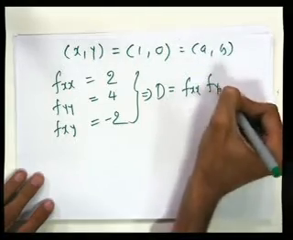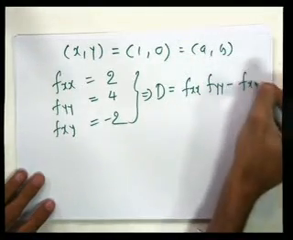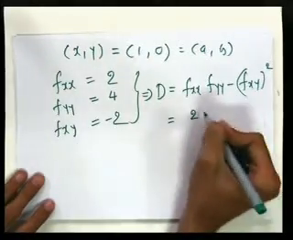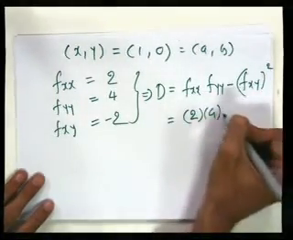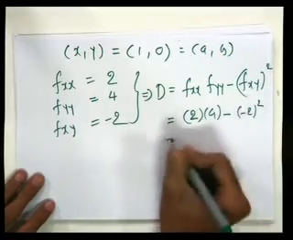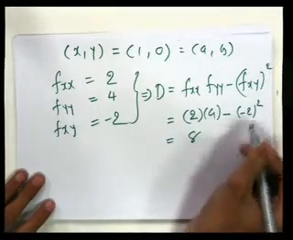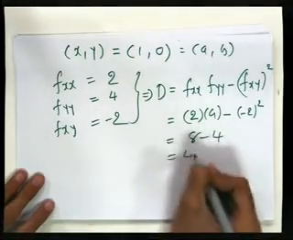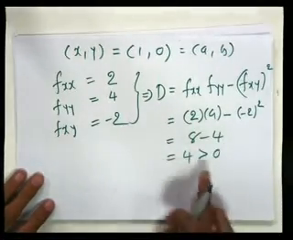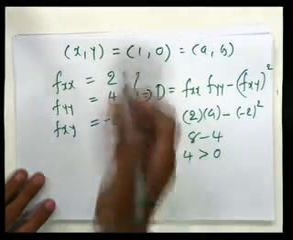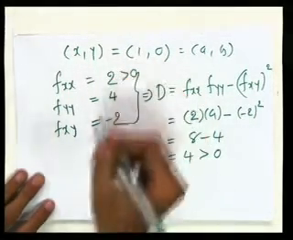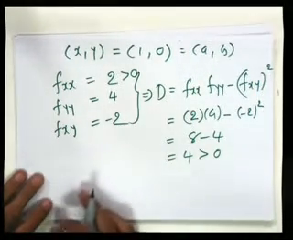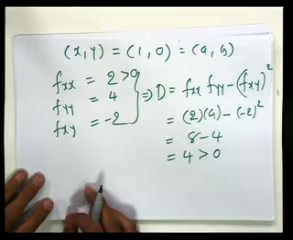Okay, and here D is equal to fxx into fyy minus fxy whole square, is equal to 2 into 4 minus 2 square. So this is equal to 8, and this one is equal to 4. So 8 minus 4 is equal to 4, which is greater than 0. So here D is greater than 0 and fxx is also greater than 0. So we have a maximum or minimum value at (1, 0).